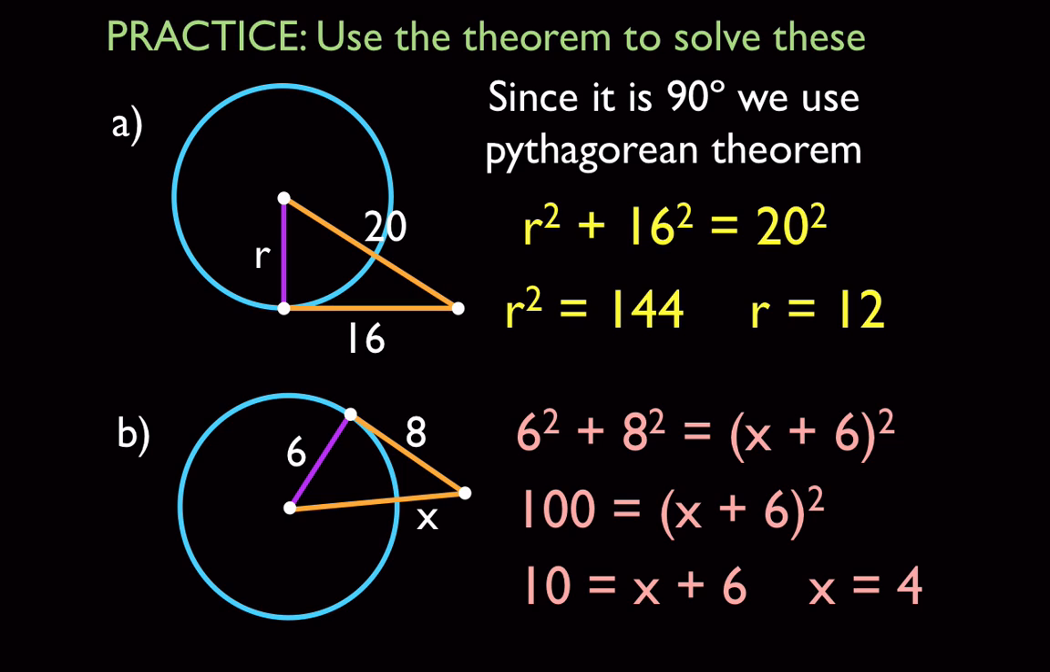And the top one, of course, was a 3, 4, 5. 4 times 3 is 12, 4 times 4 is 16, and 4 times 5 is 20.